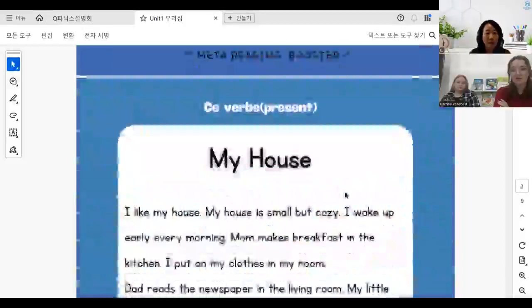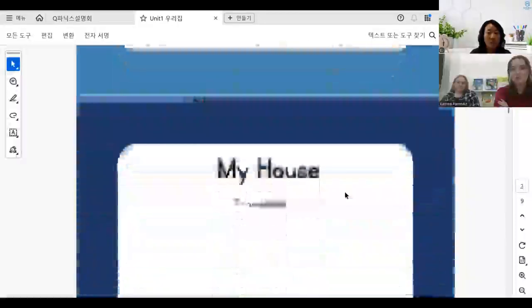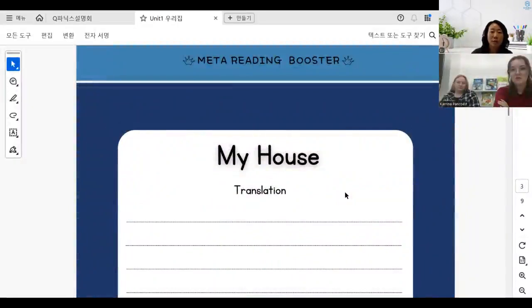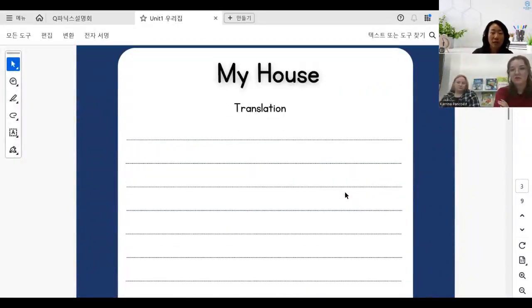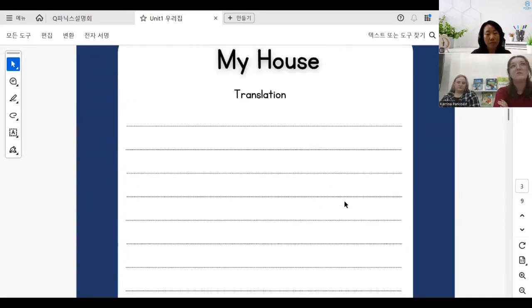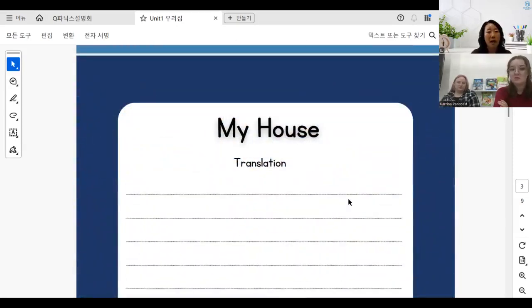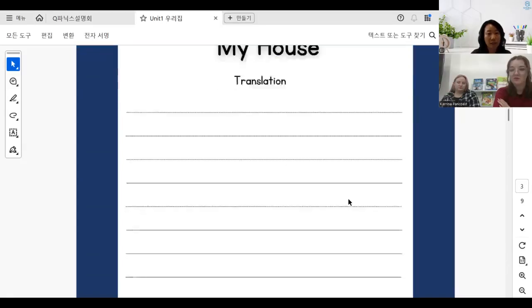And the next page is the G verb. Then you can skip this part, of course, because they didn't learn about this. And after reading the be verb, this is a translation part, like writing Korean. But you don't have to do each page. You can pick and choose. Or here they can summarize the my house part after reading it. They can summarize, or they can write about their own house after reading those sentences.